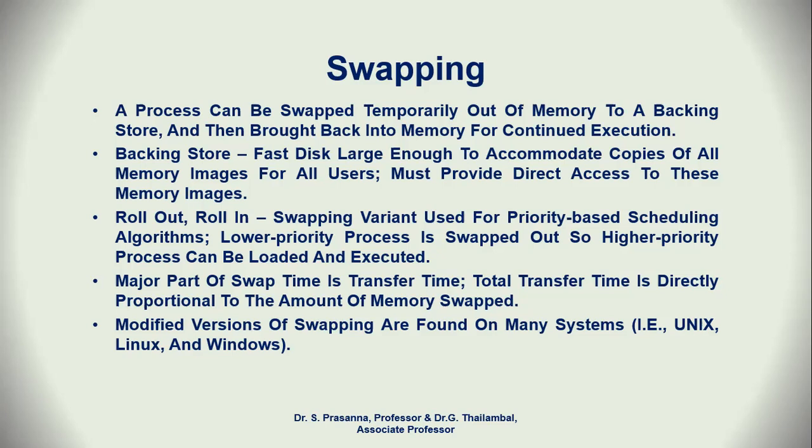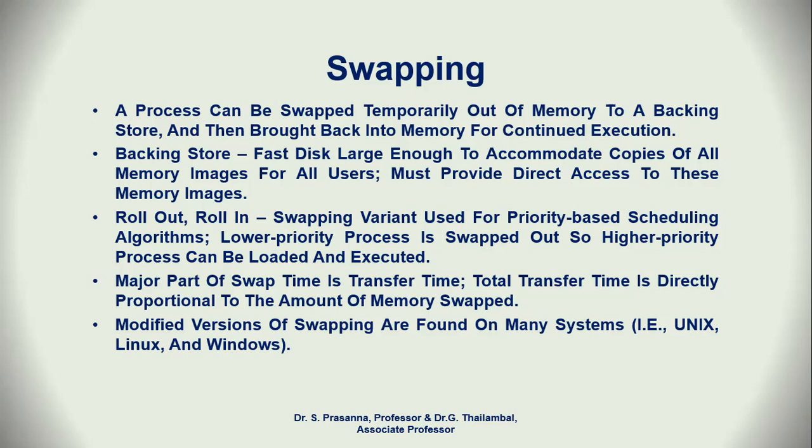What is the roll-out and roll-in concept? It is a swapping variant used for priority-based scheduling algorithms. Lower priority process is swapped out, so higher priority process can be loaded and executed. So definitely we need some particular type of execution with the help of the priority assignment. You can assign both lower or higher priority for a process.